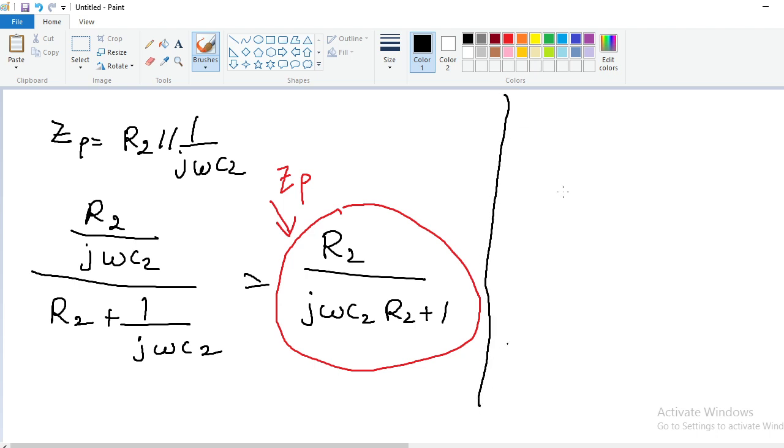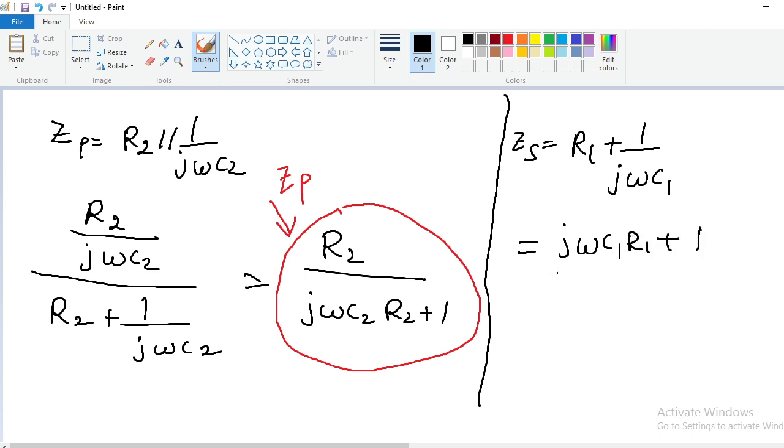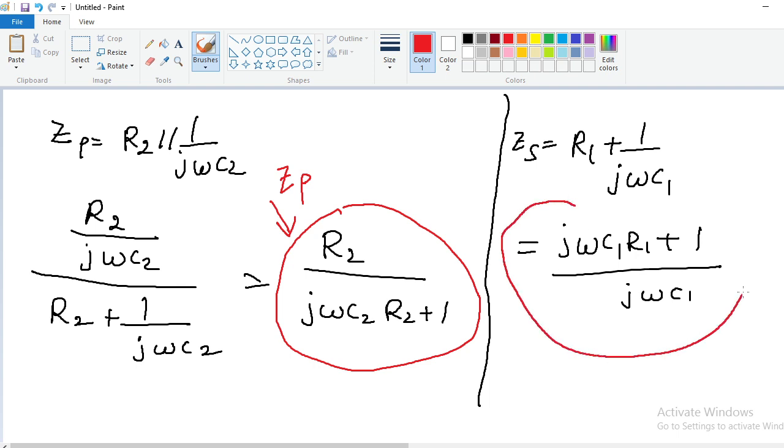ZS is the series combination of resistor R1 and capacitor C1. Therefore, R1 plus 1 by j omega C1. Taking the simple LCM, we finally get (j omega C1 R1 plus 1) divided by j omega C1. This equation is nothing but ZS.